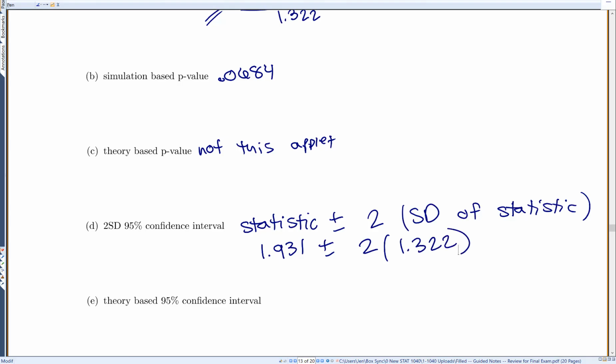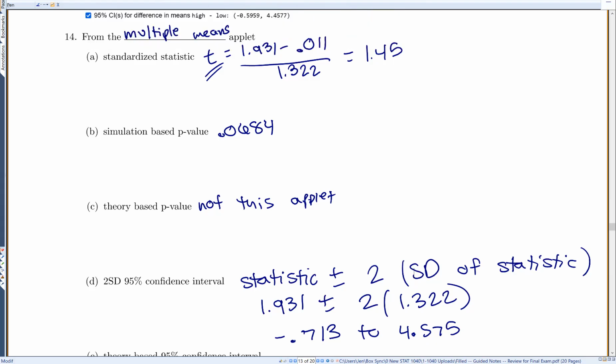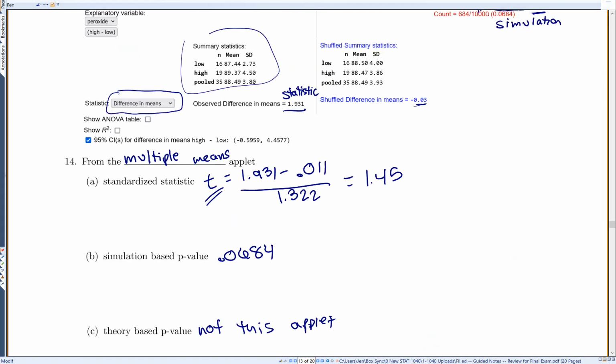So let's see what this gives me. 1.931 minus 2 times 1.322 gives me negative 0.713 to 4.575. And to look at my theory-based, you could go to your theory-based applet. But on this applet, it does have this 95% confidence interval. This is a theory-based one.